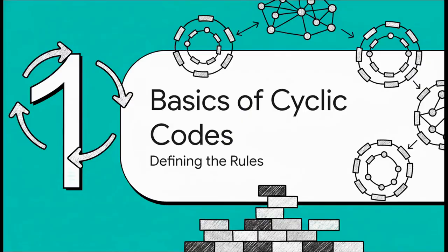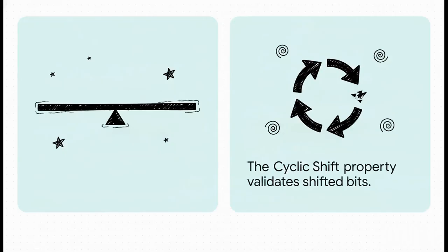All right, Section 1, Basics of Cyclic Codes. Defining the rules, let's get our foundation set. A cyclic code isn't just any random code. It's actually a very specific subclass of linear block codes, and it literally has to satisfy two fundamental properties, the linearity property and the cyclic shift property. Let's see exactly what those entail.